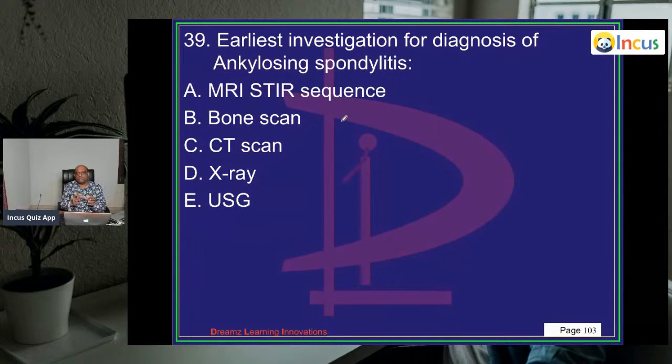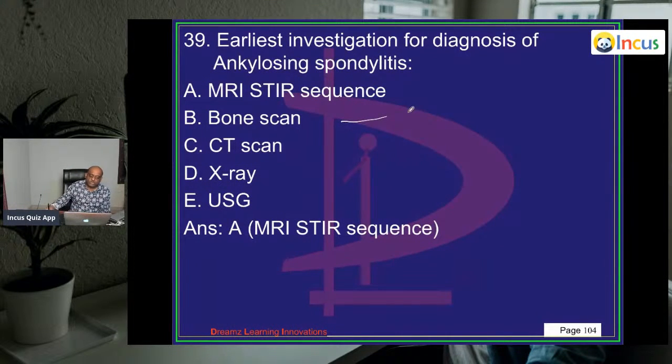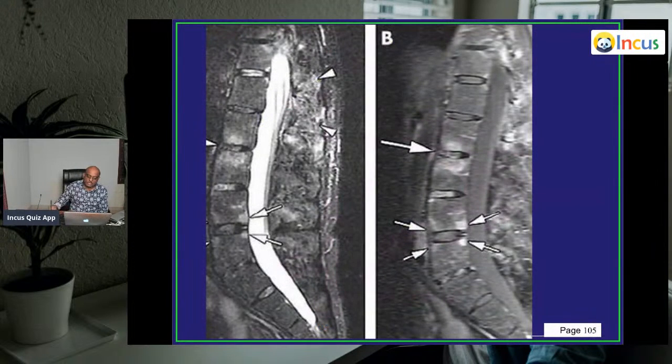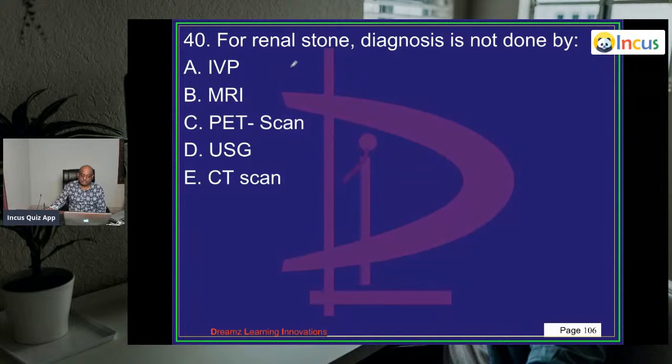If you want to diagnose inflammation in spondyloarthropathy, ankylosing spondylitis, what is the earliest investigation is a very important question. So it is the MRI STIR sequence that is considered to be the earliest investigation for the diagnosis of ankylosing spondylitis. You can see on the STIR image, in a very early stage, the presence of signs of inflammation in case of ankylosing spondylitis.